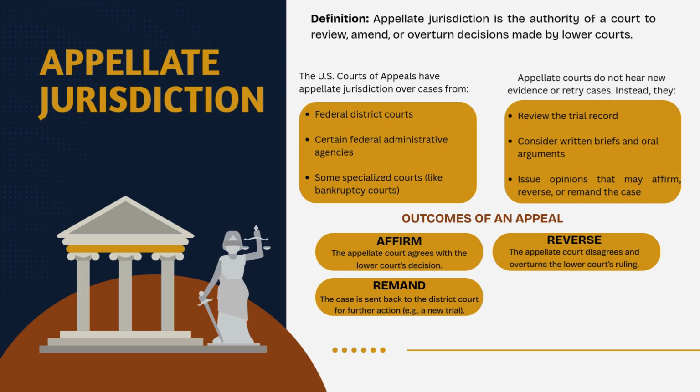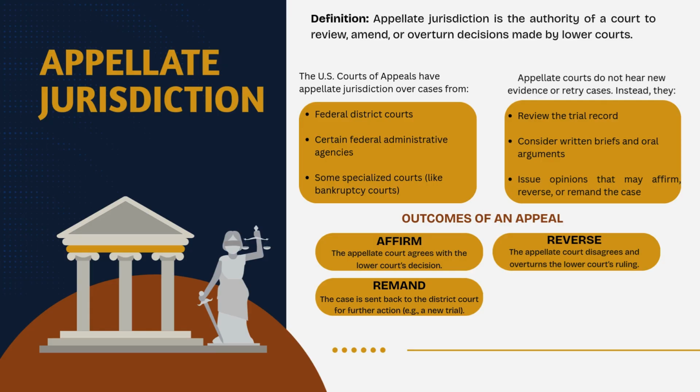The U.S. Courts of Appeals have appellate jurisdiction over cases from federal district courts, certain federal administrative agencies, and some specialized courts like bankruptcy courts. Appellate courts do not hear new evidence or retry cases, which I previously stated. Instead, they review the trial record, consider written briefs and oral arguments, and they issue opinions that they may affirm, reverse, or remand the case.